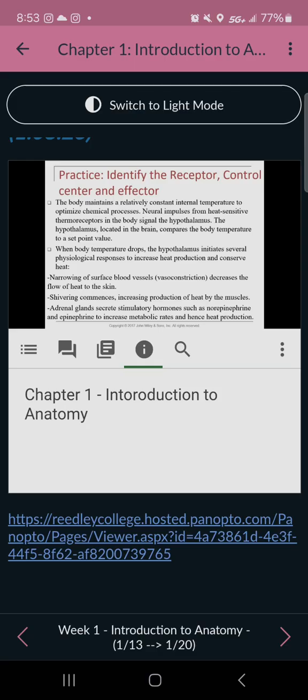The response is to increase the heat production and conserve heat by narrowing of blood vessels to decrease the flow of heat to the skin. And then shivering, which increases the production of heat, and secretion of epinephrine and norepinephrine to increase the metabolic rate and produce heat.